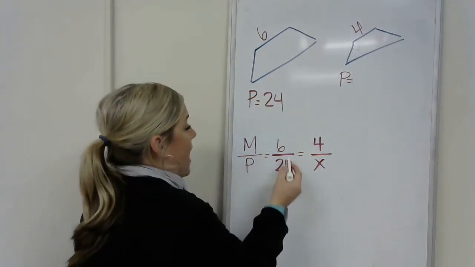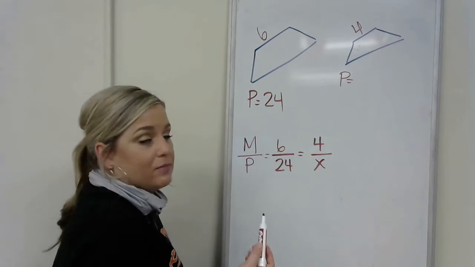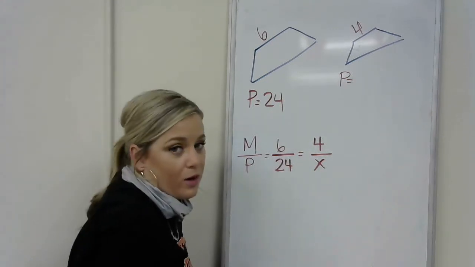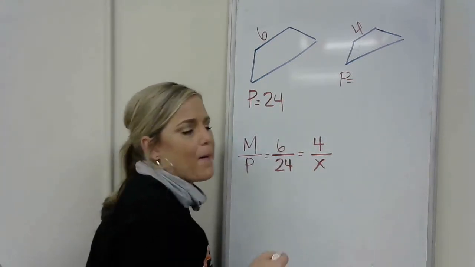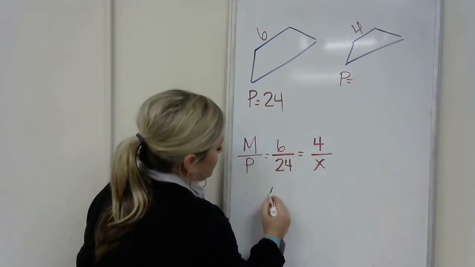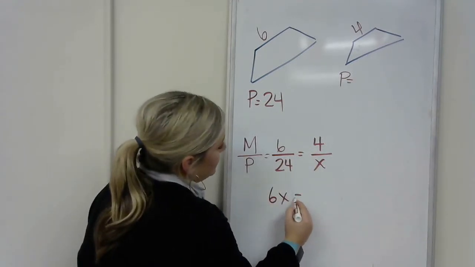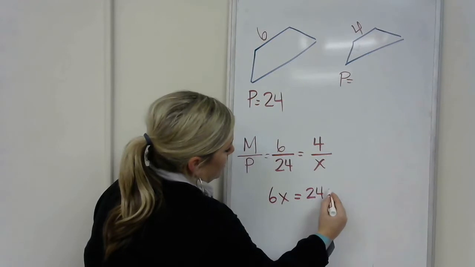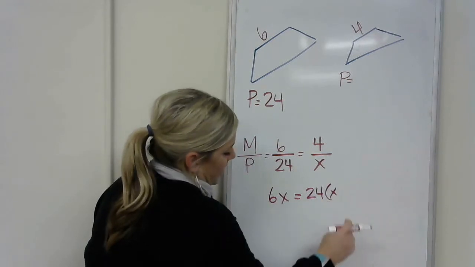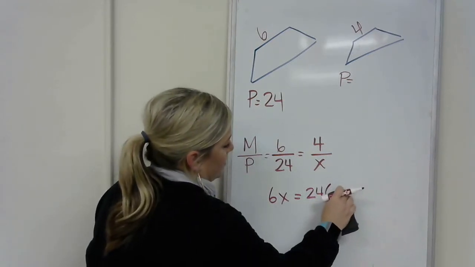All right, so I know this is not set up super pretty. I don't know anything times 6 that'll give me 4. I mean a decimal number, but I'm not going to mess with that. So we have 6x is equal to 24 times 4.